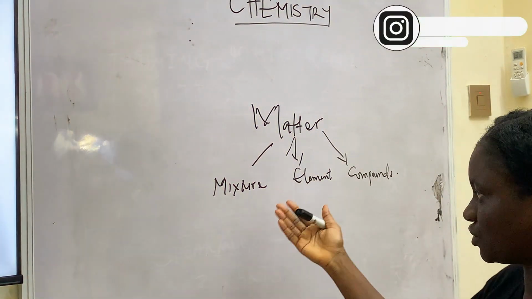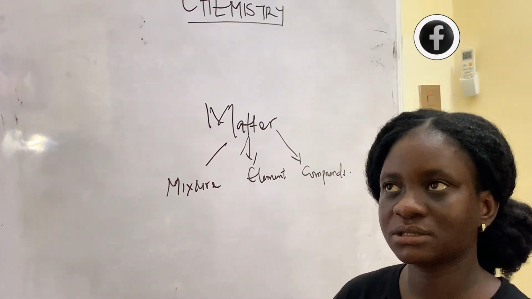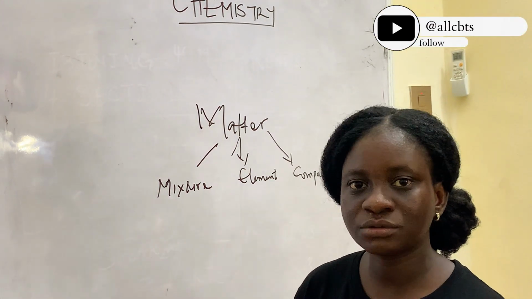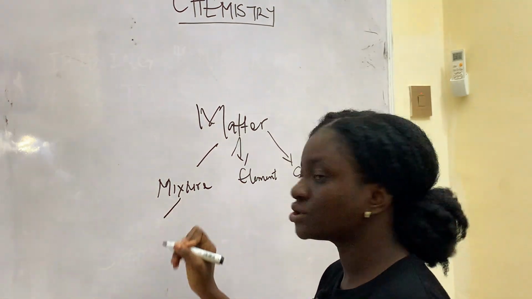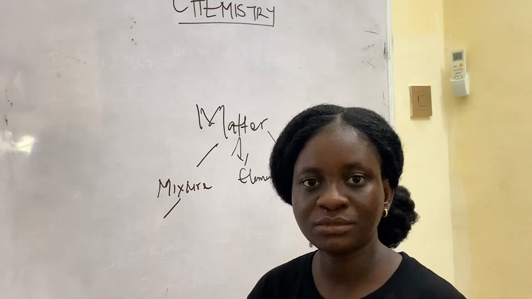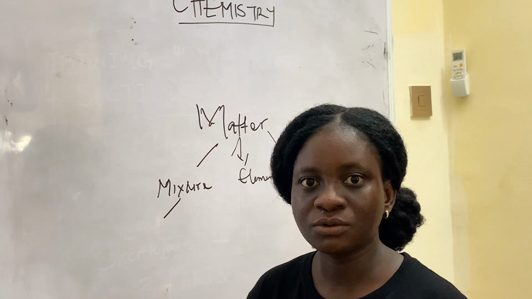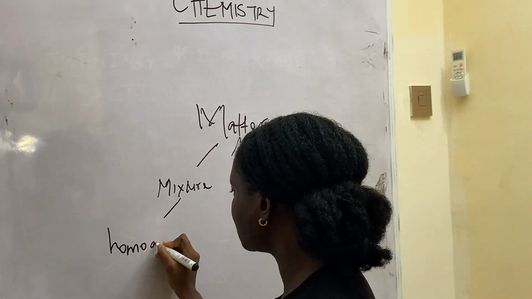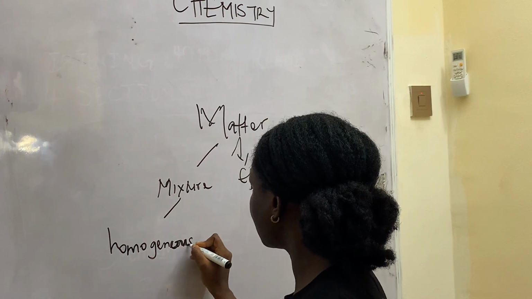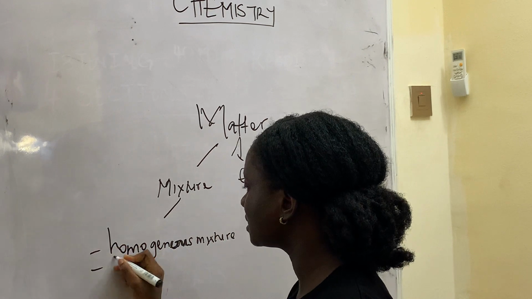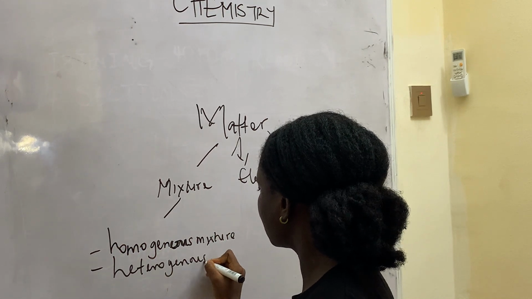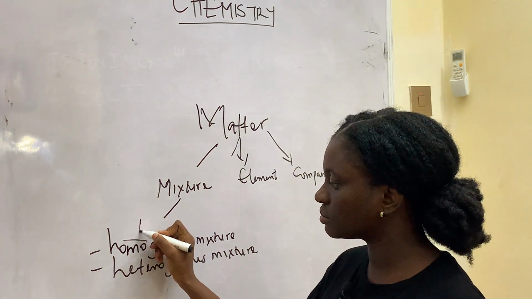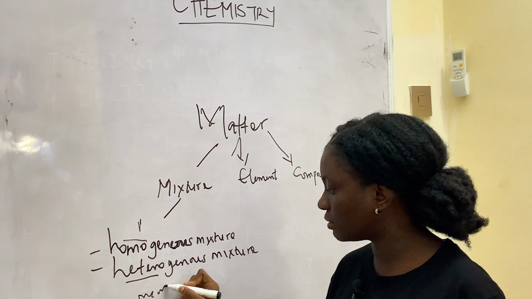So when you say mixture, it has to do with combination of two or more components, and we have two major types of mixture. When you have two or more compositions of things, you will have a phase. So you can have a mixture as homogeneous mixture and heterogeneous mixture. When you say homo means one, then hetero means one or more.